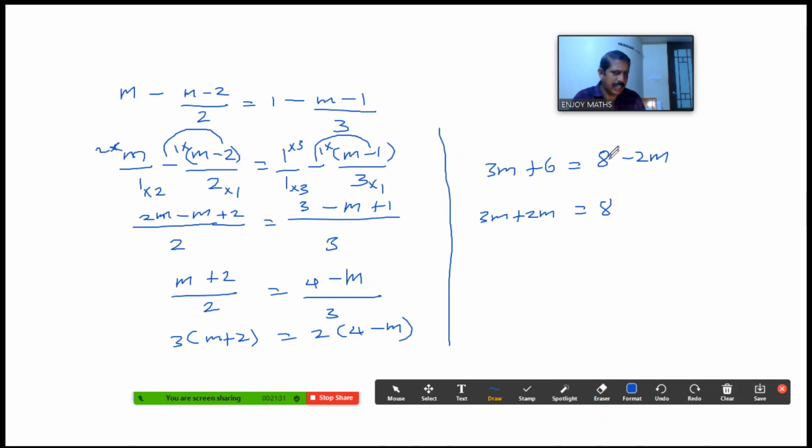Now if you take the 2m to this side, it becomes plus 3m plus 2m. So now the 8 is here, so keep the 8, then this one comes at the back. This always comes at the back. People pick and put 6 in the front, wrong. Then you say 8 minus 6 is 2, and 3m minus this is called 5m. So m is equal to 2 by 5. This is the answer. Slowly you do it carefully and you'll get the right answers.